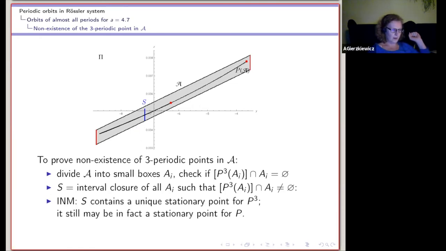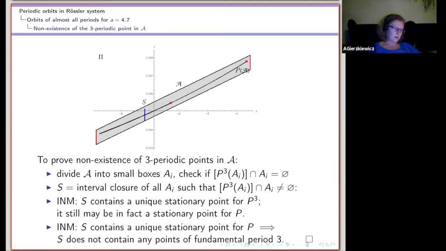It's quite small. And then we apply the interval Newton method to S, also divided, but it's not important, for the third iterate of P. And we obtain the unique stationary point for P3, which can be still a stationary point also for the first iterate of P. And next, we also apply the interval Newton method for the first iterate, and we also get the unique stationary point. So it must be the very same point. And we get a proof that there are no three periodic orbits with fundamental period three.